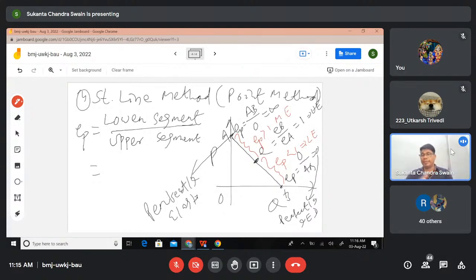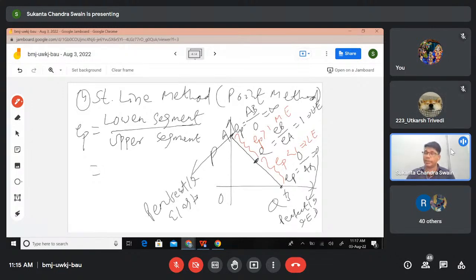So all the 5 types of elasticity we could show in one diagram with a straight line demand curve. The extreme top point, perfectly elastic; extreme bottom point, perfectly inelastic; midpoint, unitary elastic; any point between E and B, the lower part, less elastic; any point between E and A, the upper part, more elastic. Is it clear? Yes, sir.